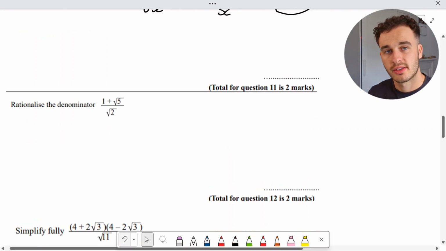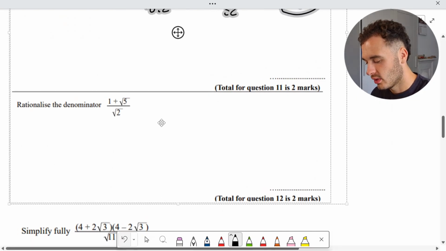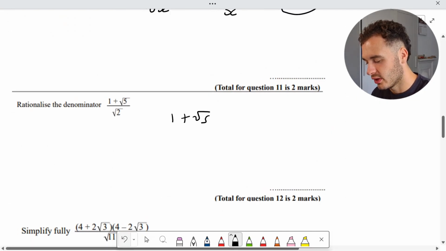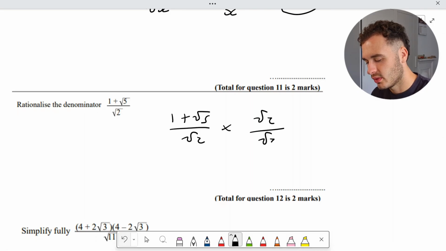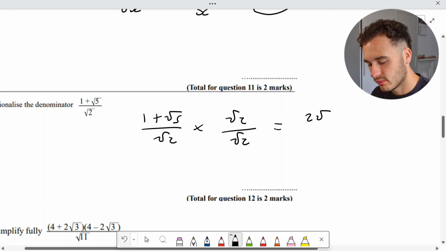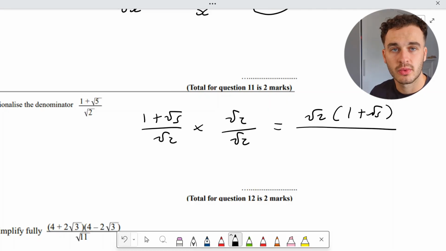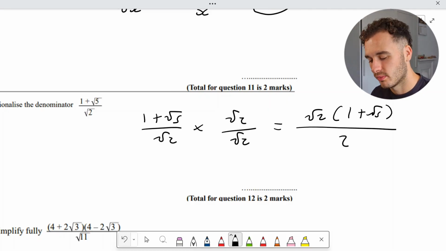And let's rationalise the denominator here. So what is our denominator? Well, it's root 2. So we're going to do 1 plus root 5 over root 2 times by root 2 over root 2. Well, this at the top here is going to be an expansion. So 1 plus root 5. And hopefully the denominator, you can see root 2 times root 2 is just 2.